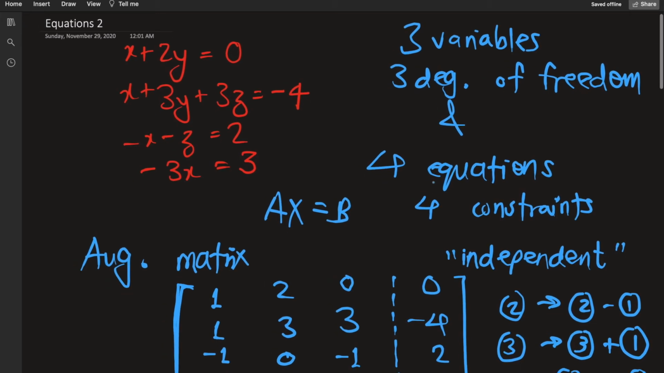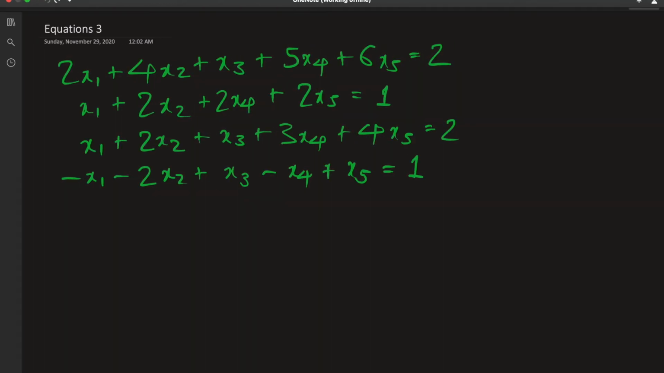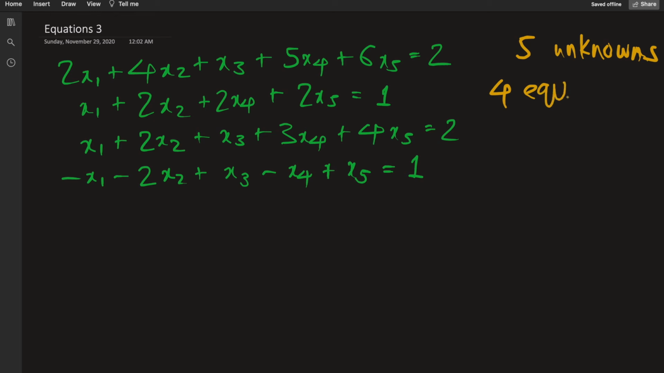Okay, let's look at another example. Looking at this system of equations, it looks like we have 5 unknowns and 4 equations. So we have more degrees of freedom.